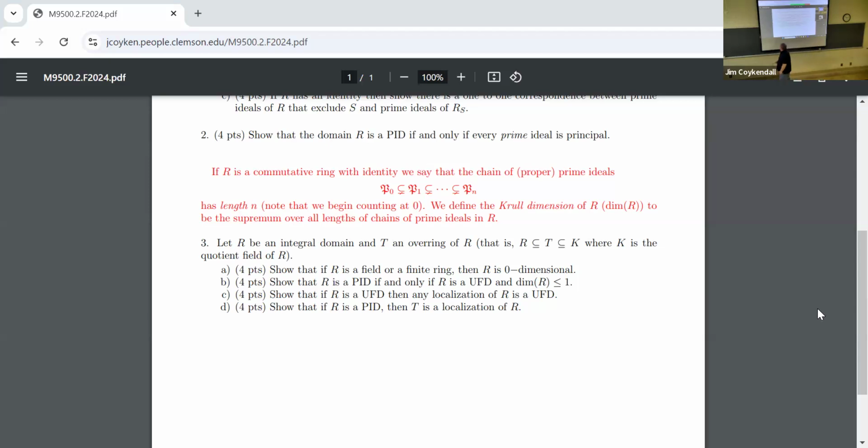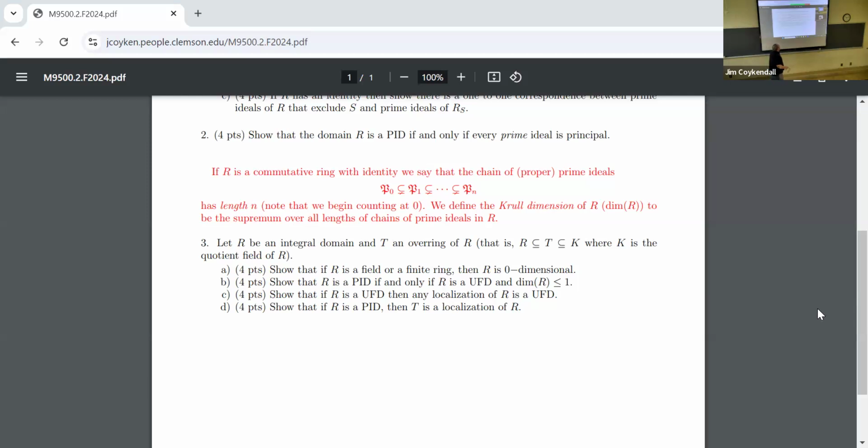My setup for number three is, suppose you have a commutative ring with identity. We say that the chain of proper prime ideals P0 strictly contained in P1, strictly contained in and so on, strictly contained in Pn, has length n. Notice that we start counting at zero. So if I just have P0, I say that's zero tall.